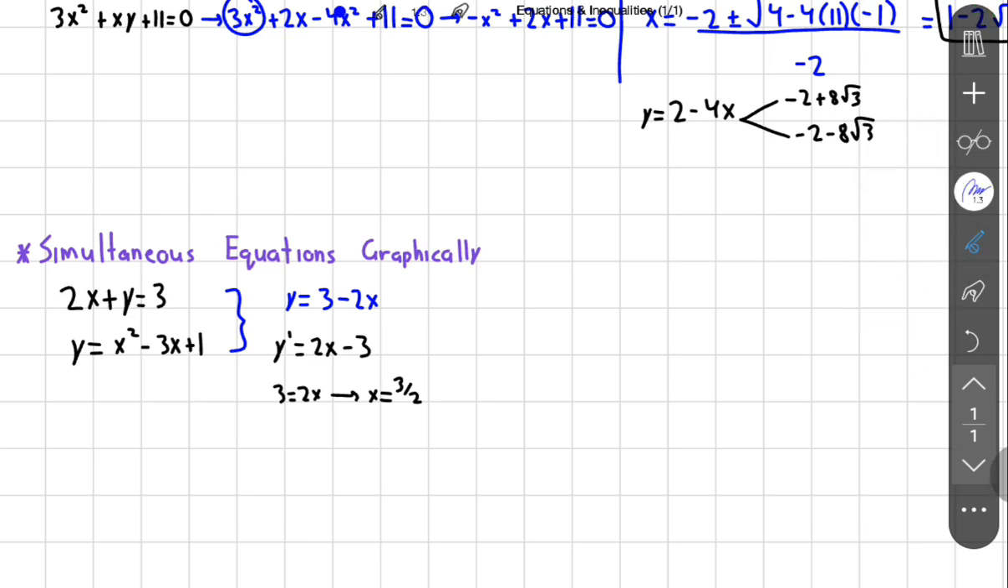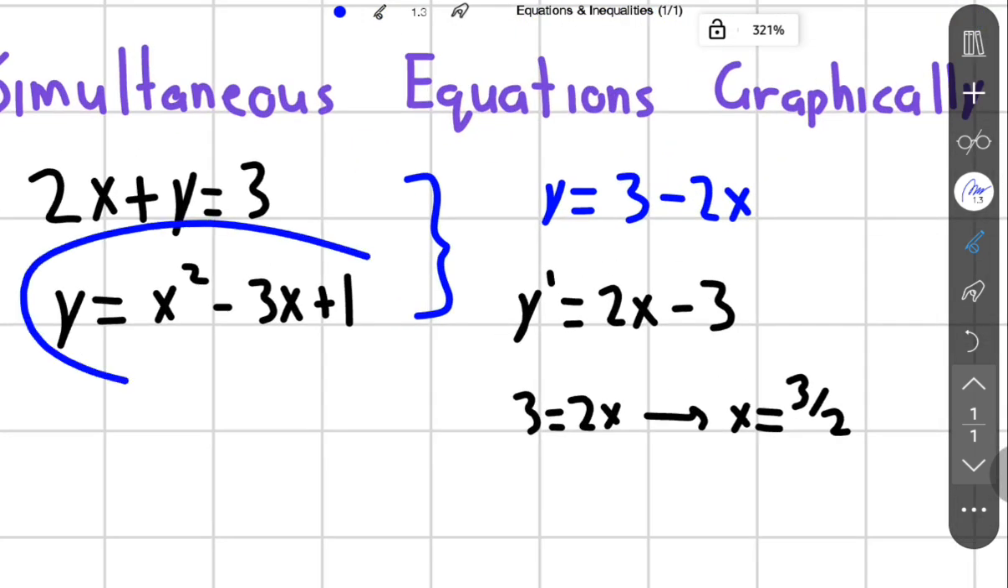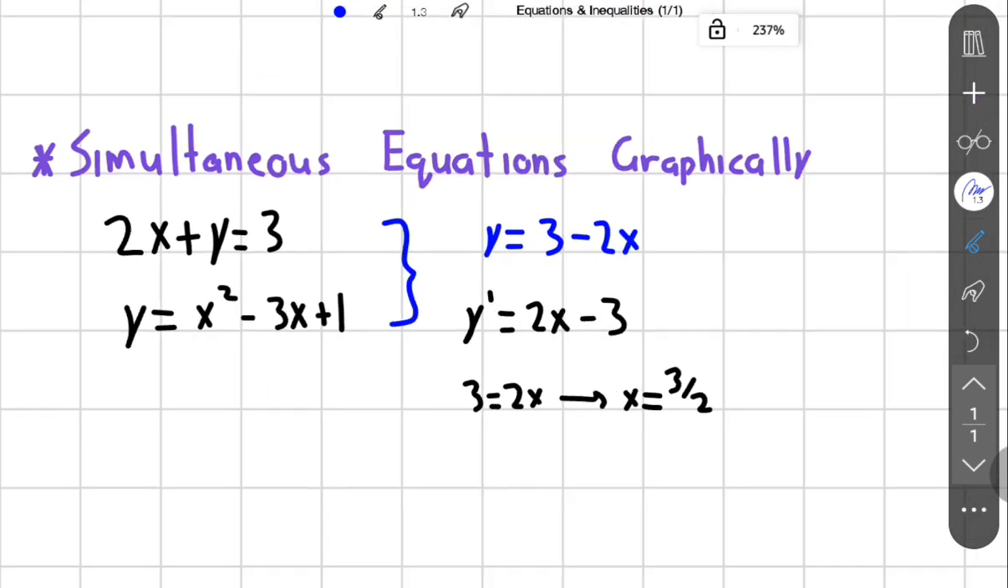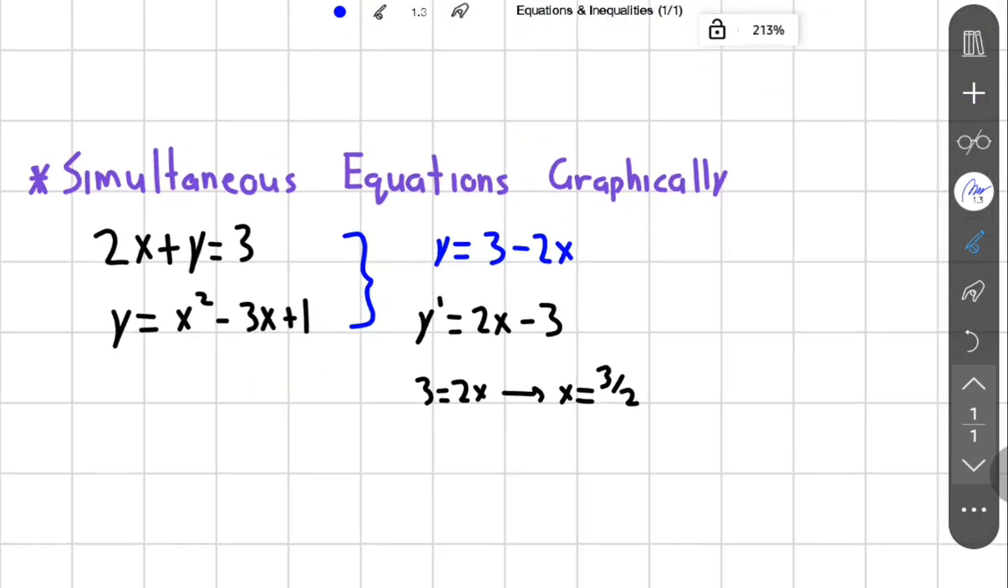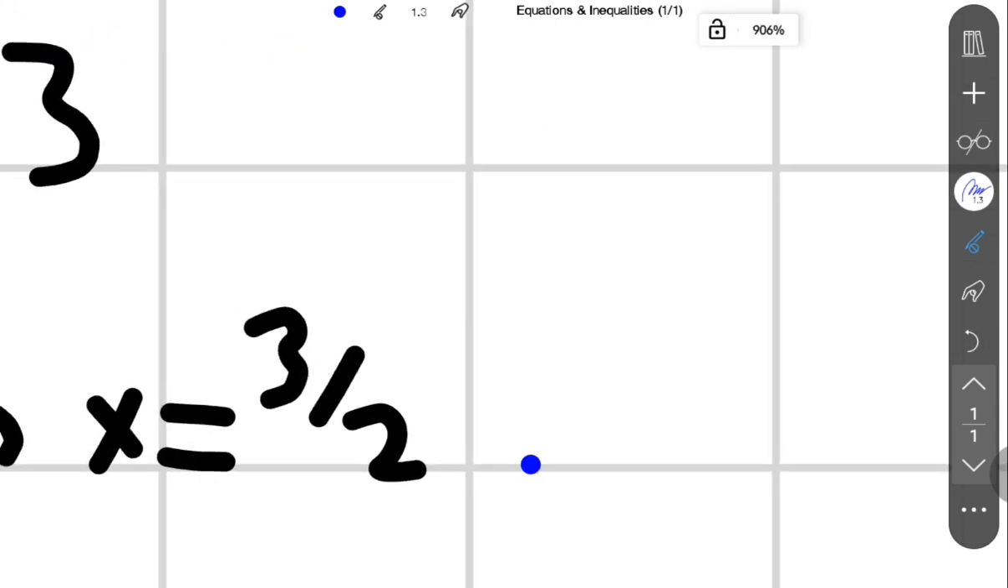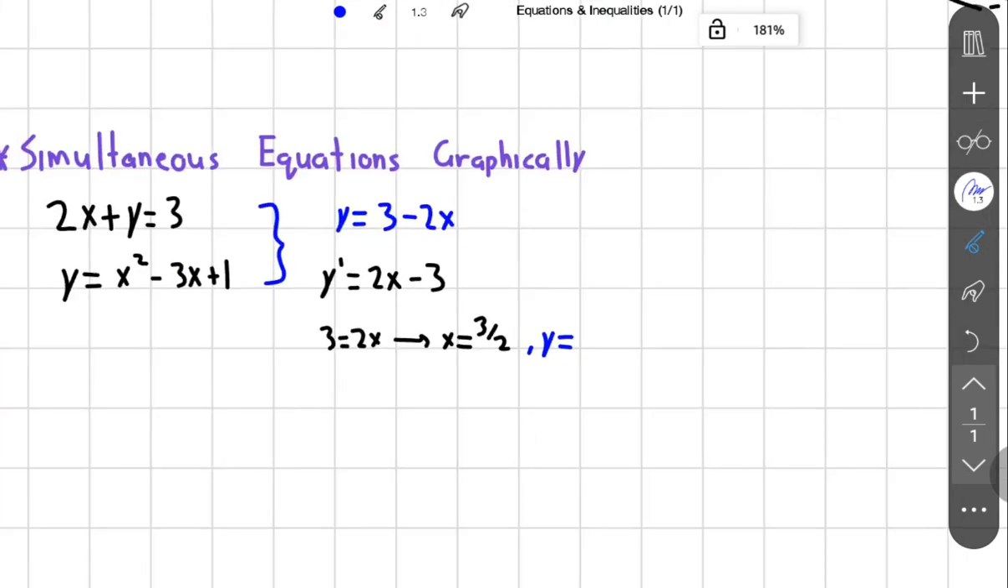Okay, now that we got the turning point of the quadratic equation we have here, x equals 3 over 2, let's plug in 3 over 2 into the original equation to get the y coordinate of the turning point. So we'll have y equals, and let's just write this in the calculator, 3 over 2 all squared minus 3 times 3 over 2 plus 1. So we have a turning point of negative 5 over 4.